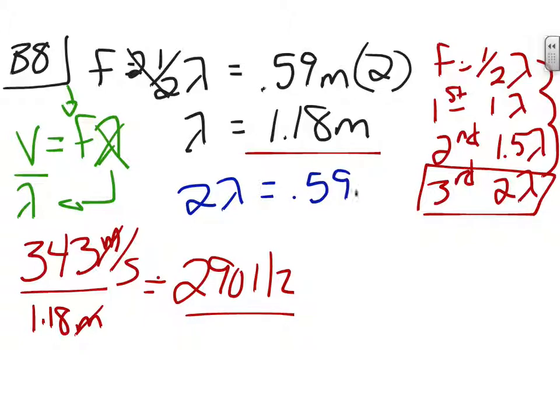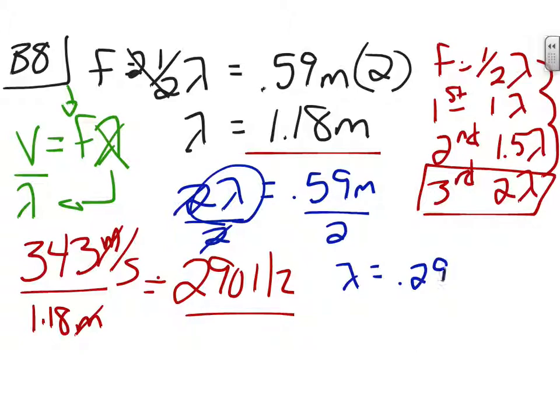So if we're looking for the third overtone, that means we have 2 wavelengths shoving themselves into the 0.59 meter flute. So this time, instead of multiplying by 2 to get rid of the 1/2, we need to divide both sides by 2. If I divide both sides by 2, that will cancel out, just leaving me lambda by itself, making the new wavelength 0.295 meters.